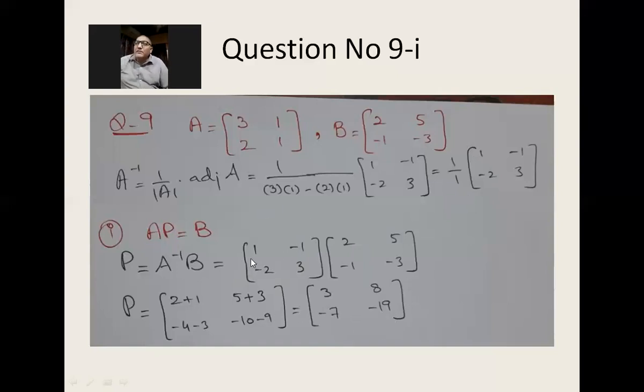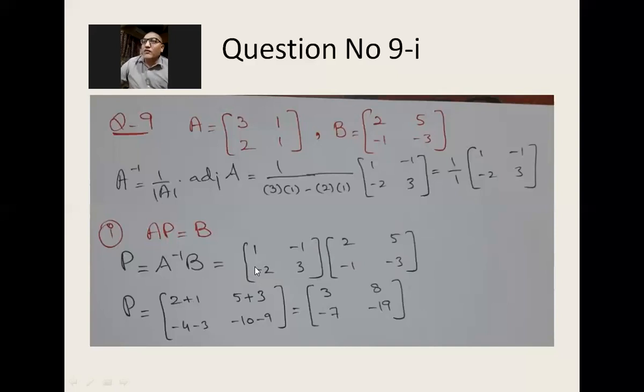So when you multiply these two matrices, the matrix multiplication, from here I take the row, from here I take the column. So the first row will multiply with the first column, the first row will multiply with the second column. So 1 will multiply with the 2, then minus 1 will multiply with the minus 1. You can see here 2 plus 1. So 1 will multiply with the 5 plus minus 1 will multiply with the minus 3. So you will have 5 plus 3.